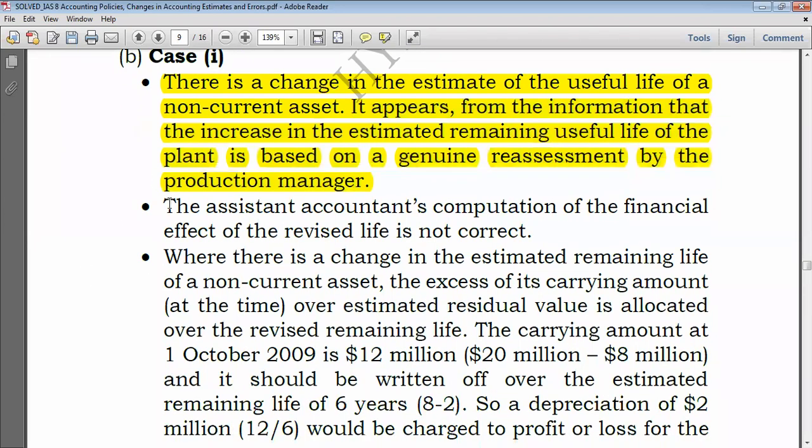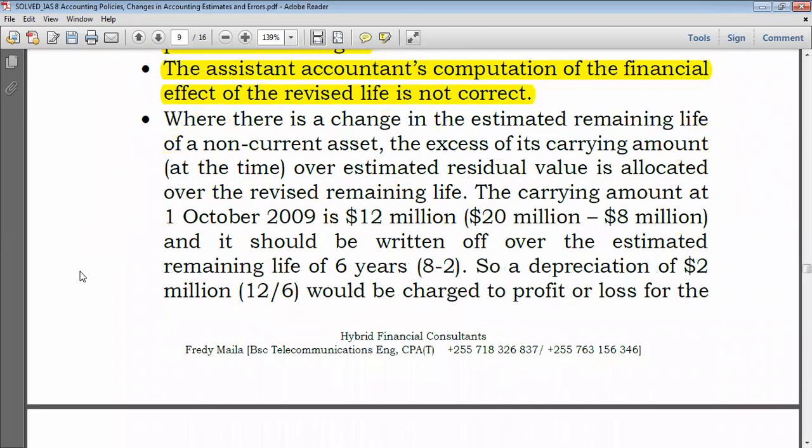All right, again, the assistant accountant's computation of the financial effect of the revised life is not correct. I think we have corrected it already, that you cannot apply it retrospectively. If you computed depreciation in the past year and you have changed the useful life, you cannot go back and recompute that depreciation because this is a change in accounting estimates. All right, so let's just finish up.